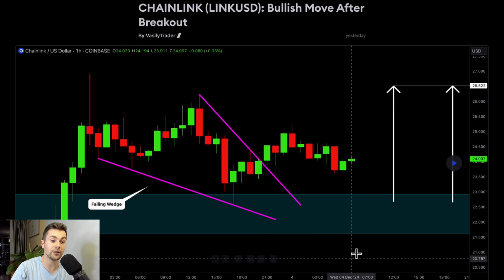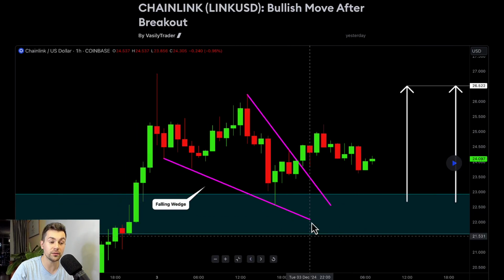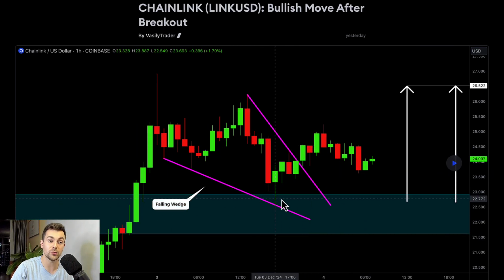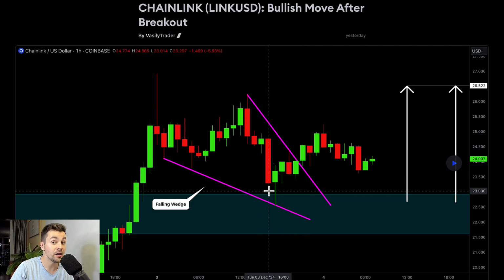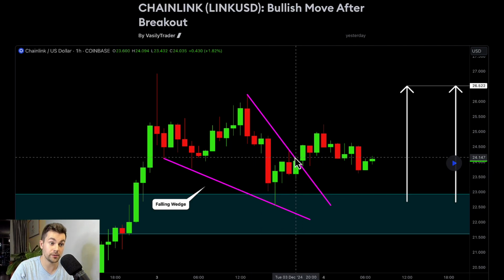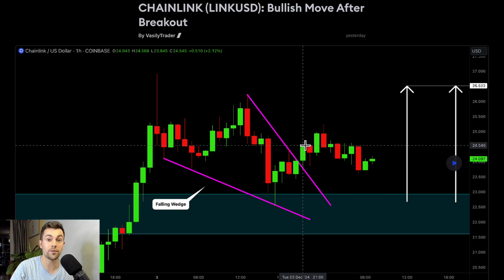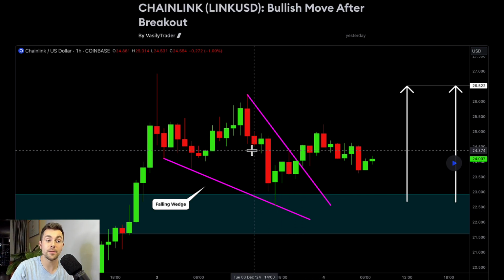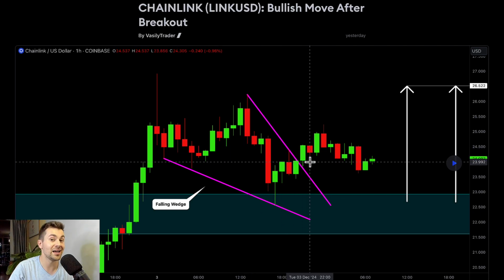But if we analyze the price action within the boundaries of the wedge, we can also spot a tiny cup and handle pattern here. And with the breakout of the resistance of the wedge, the price also violated the neckline of the cup and handle pattern, giving a very accurate bullish trading signal.